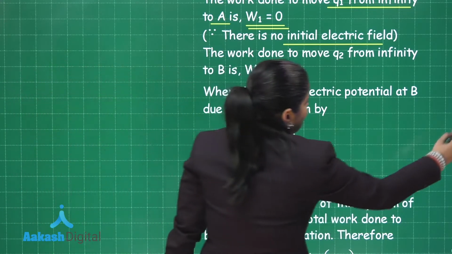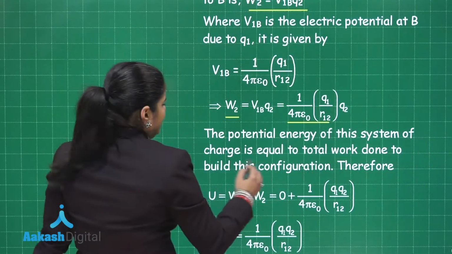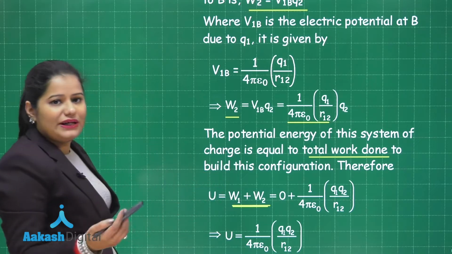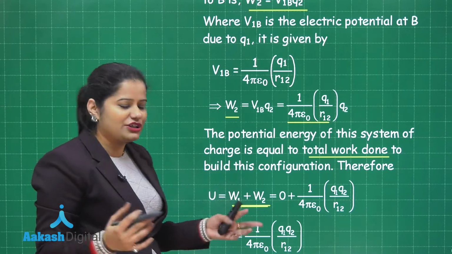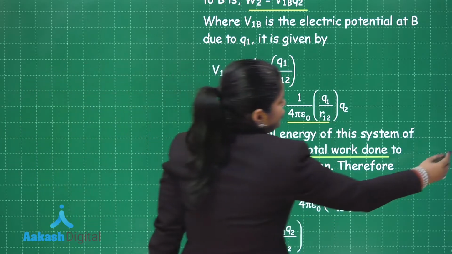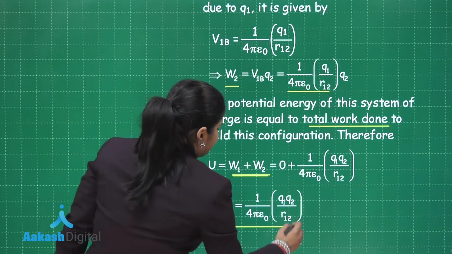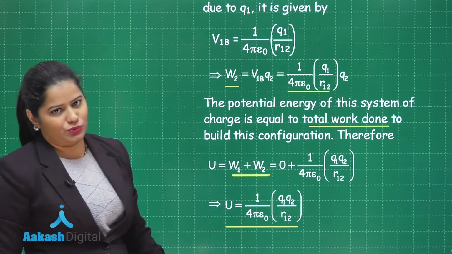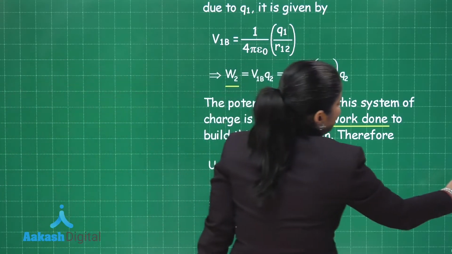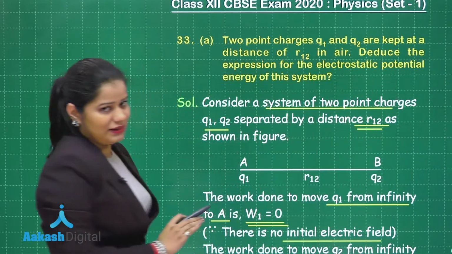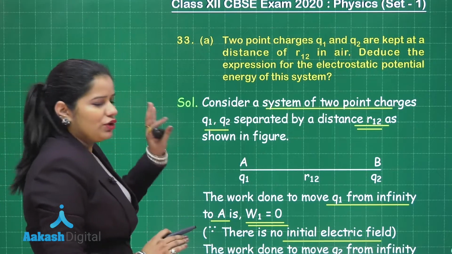Now the potential energy of the system is equal to the total work done. So this total work done will get stored in the system in the form of its potential energy. So W1 is 0, W2 is this. So the potential energy of the system will come out to be 1 upon 4 pi epsilon naught Q1 Q2 by R12. So this is what was expected from us to write down as the solution of this part. This part was for 2 marks.